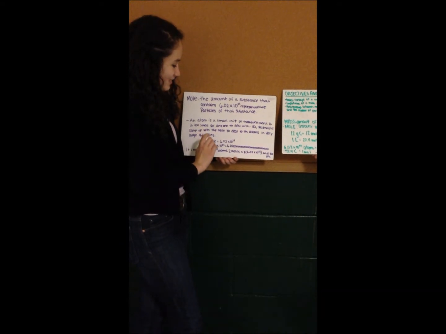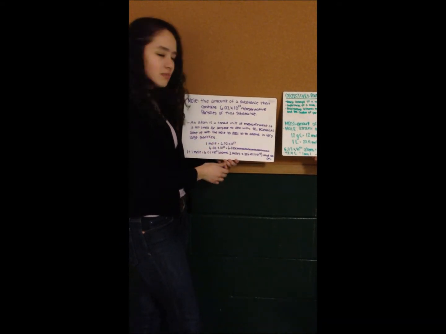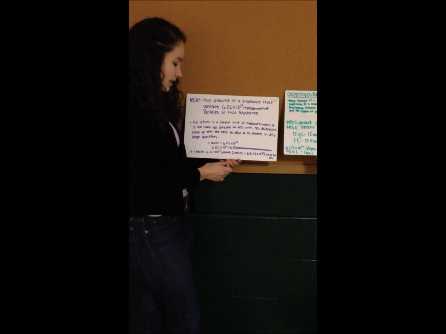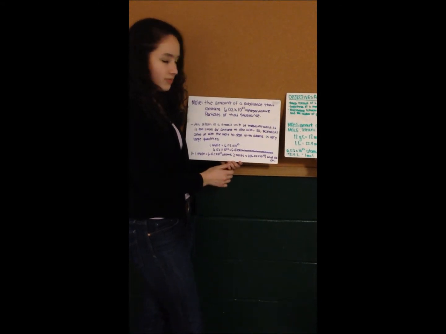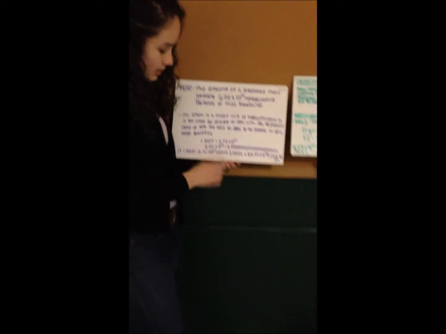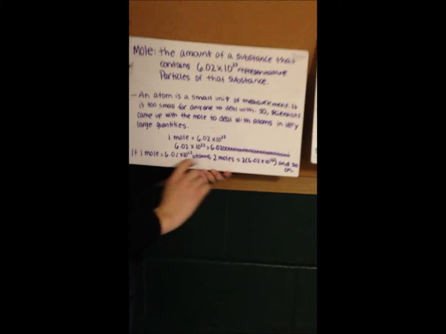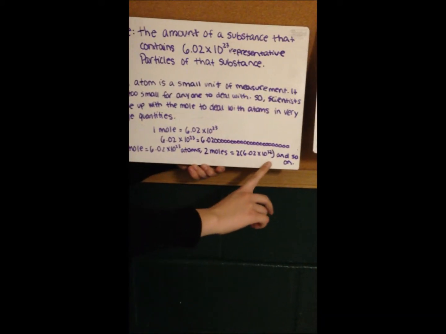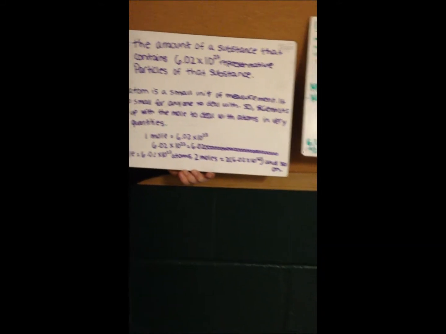An atom is a small unit of measurement, and it's too small for anyone to deal with, so scientists came up with a mole to deal with atoms in very large quantities. If 1 mole is 6.02 times 10 to the 23rd, then 2 moles would be 2 times 6.02 times 10 to the 23rd, and so on.